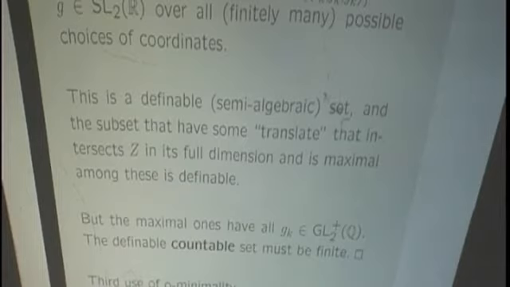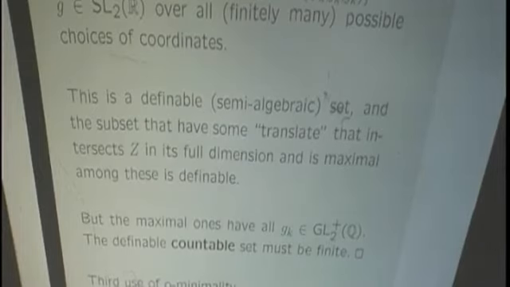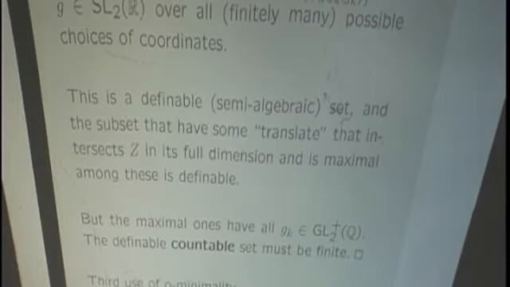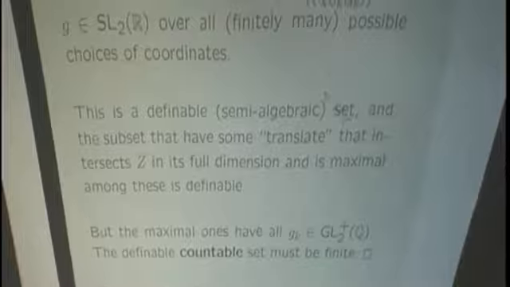But we've proved that everything in that set is a rational point. So the G's are all in GL2Q. So now we have a definable set whose every point is rational. And that set has to be a finite set. Otherwise, if it were infinite, it would contain something continuous. So this is a third use of O-minimality in this argument.